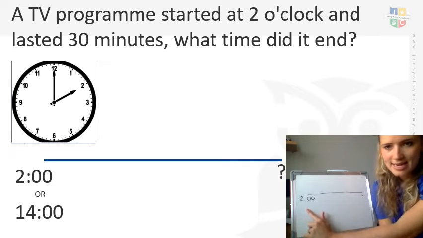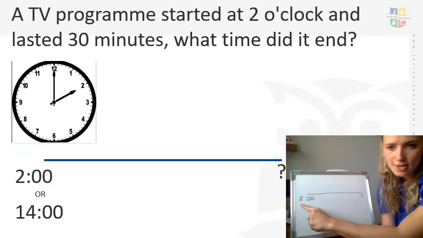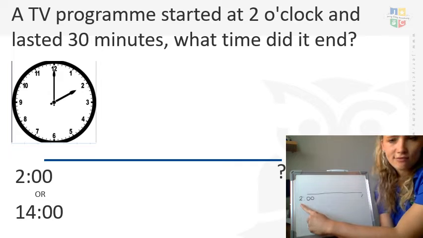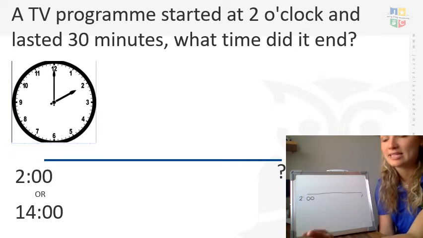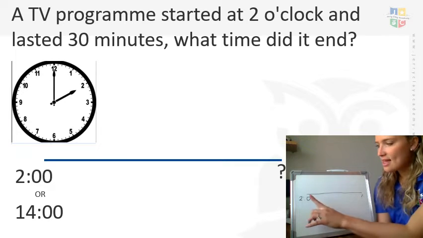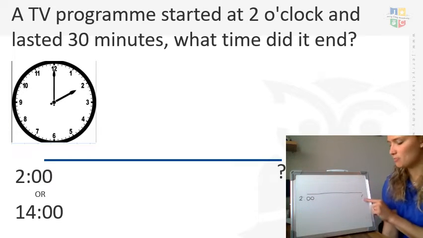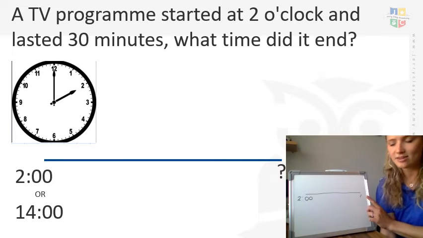Now you can either write it as 12 hours, so with the number 2, or you can write it as 24 hours as 14, because probably we don't know if it's in the morning or the afternoon. However, sometimes it might say in the morning or in the afternoon. Then we don't know what time it ends, but I want to know what time it ends. So I'm going to put a question mark at this side, because this is what we're trying to find out.